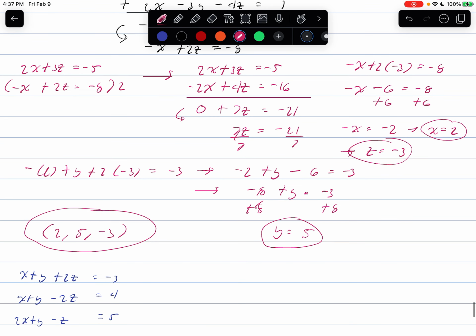Because what we're seeing here is we're actually seeing the point where these three lines intersect with each other.